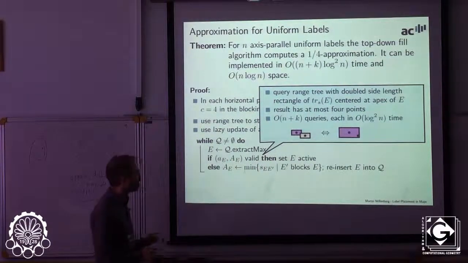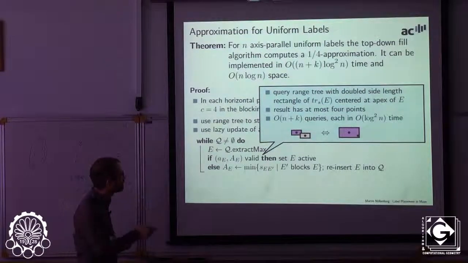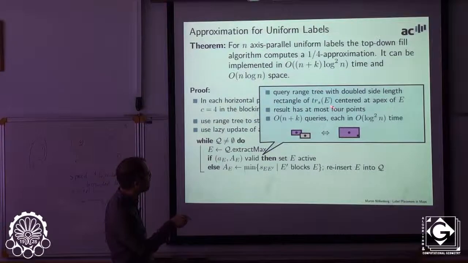Okay? And actually we know that our result with this query rectangle has at most 4 points. That's because no more than 4 independent rectangles can intersect the same guy. So our answer set is small. And how many queries do we do?